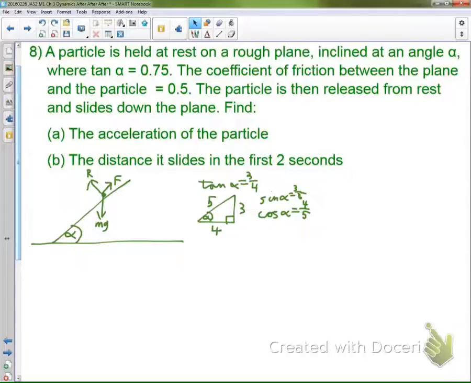So, if we resolve perpendicular to the plane, we get R minus mg cos alpha is equal to 0. So then that tells us that R is equal to 4/5 mg. We take mg cos alpha over to the other side, and we know that cos alpha is equal to 4/5. We can then resolve, in this case, going down the plane as positive, since we know it's accelerating down the plane.